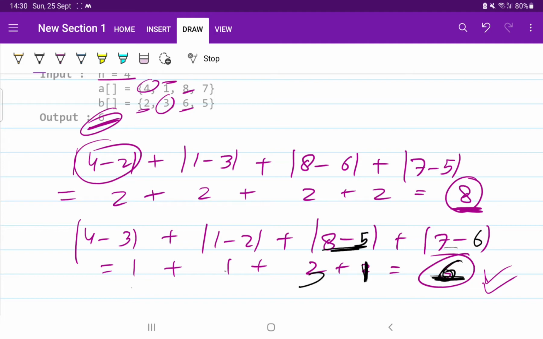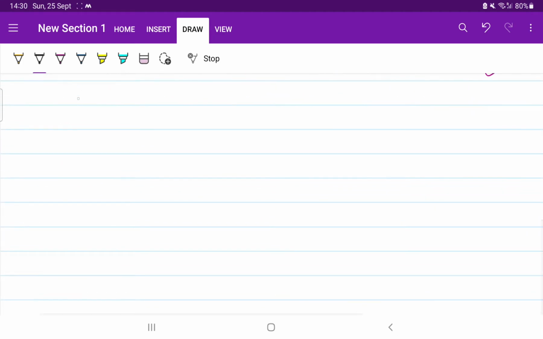Perfect. So how are we going to approach this problem? One thing that clicks in my mind is, first we subtract 4 and 3, 4 and 6, 4 and 5, then 1 and 2, 1 and 3, 1 and 6, 1 and 5. So it will be kind of an n square thing. Perfect, but that will not be a good approach for this. So let us try some other approach. Let's see one more example. Can we get some pattern or not?